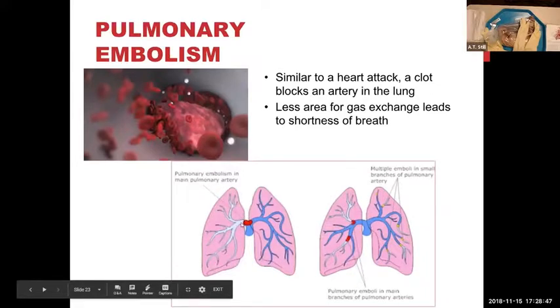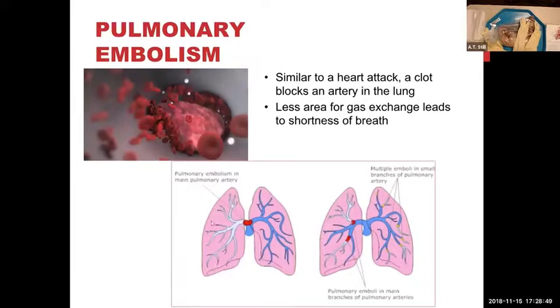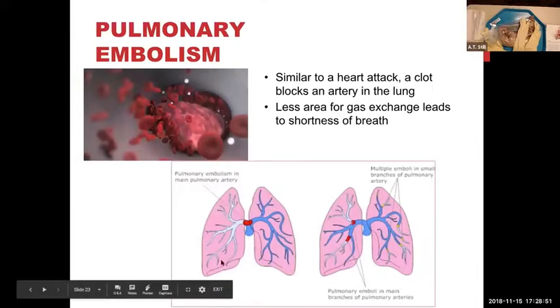So like if you look at the one on the left here, if you have a pulmonary embolism in the main pulmonary artery, then there's going to be no blood that's going to go to this whole entire right lung. So there's going to be no blood that's going to be oxygenated like it normally would in this right lung and be able to go back to the rest of the tissues.